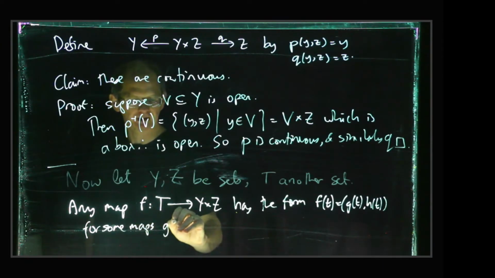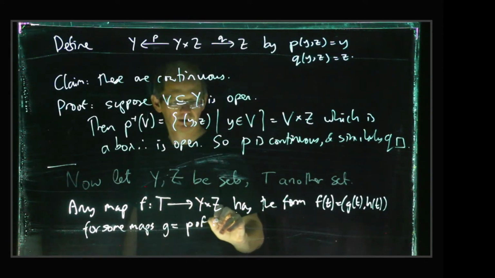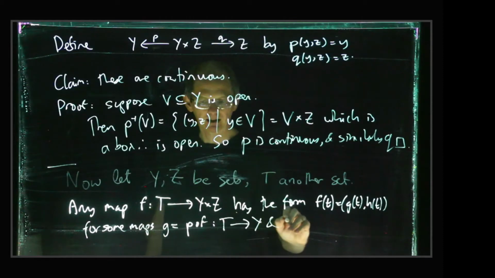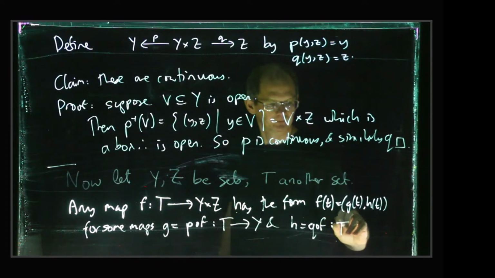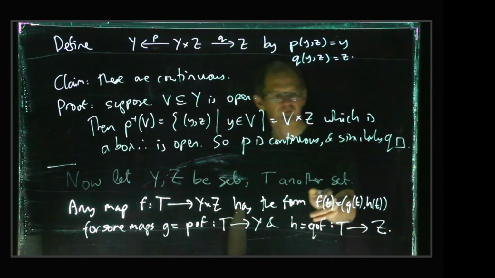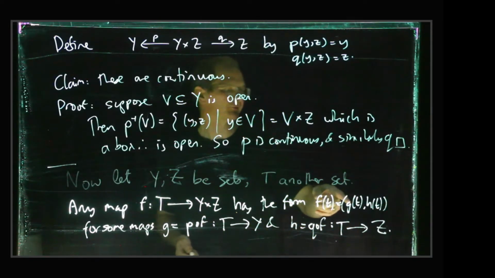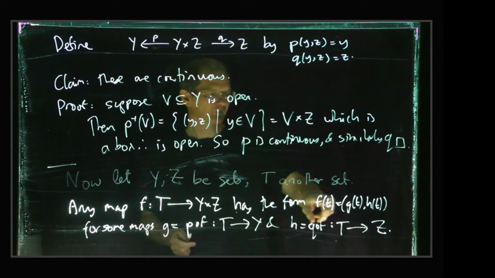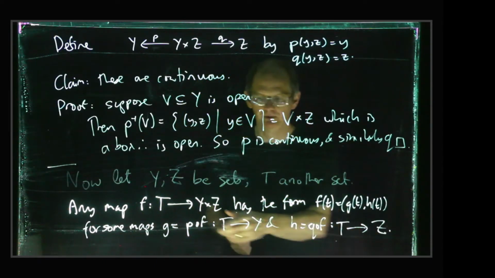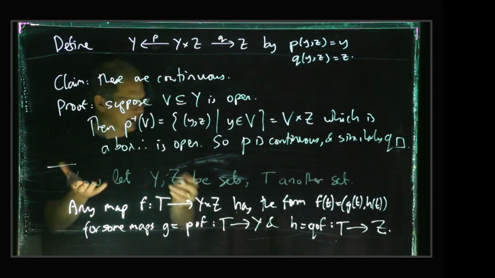For some maps G from T to Y, and H from T to Z, we can express F as P composed with F from T to Y, which is just G, and Q composed with F from T to Z, which is H. So F of t has to be a pair with one element in Y and the next element in Z. The first one we can call G(t), the second one we can call H(t). Then P composed with F is sending t to G(t), Q composed with F is sending t to H(t), so G is P composed with F and H is Q composed with F.